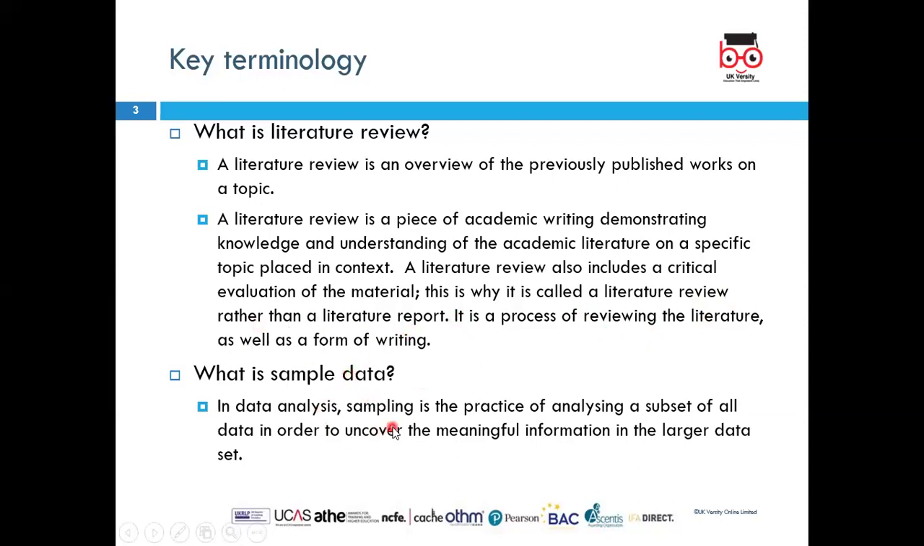In data analysis, sampling is the practice of analyzing a subset of all the data in order to uncover meaningful information in a larger data set. Did any one of you get this point?